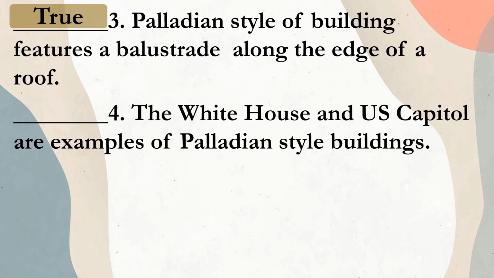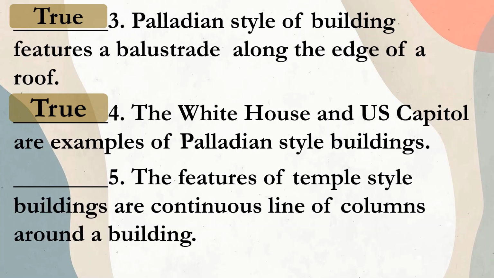4. The White House and U.S. Capitol are examples of Palladian style buildings. True or false? The correct answer is true. 5. The features of temple-style buildings are continuous line of columns around the building. True or false? The correct answer is true.